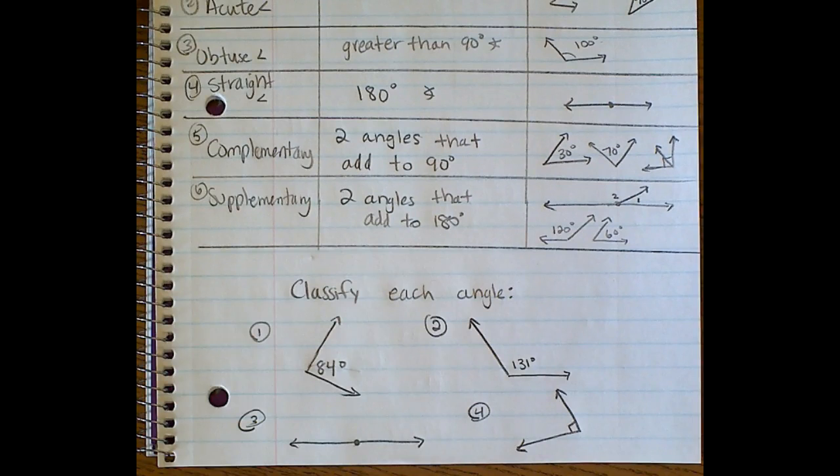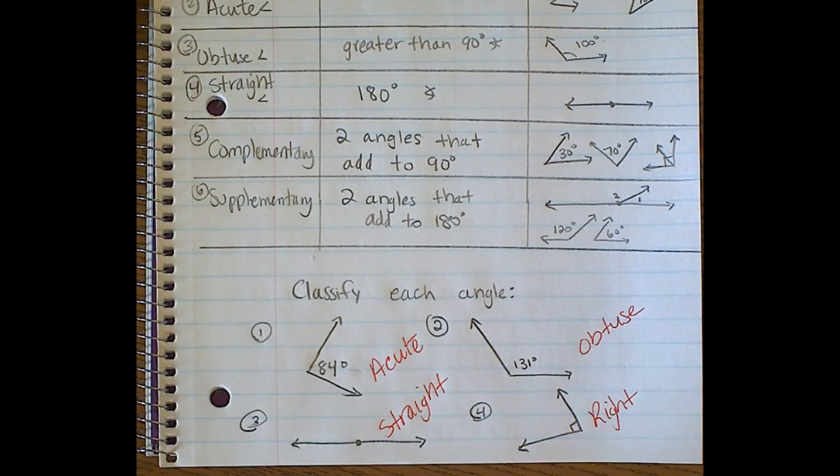Okay, so here's your 4 examples. We've got an 84-degree angle, 131 degrees, this angle that doesn't have a measure, this angle that also doesn't have a measure but has a special symbol. I want you to classify each angle, then resume the video to see if you got them right.